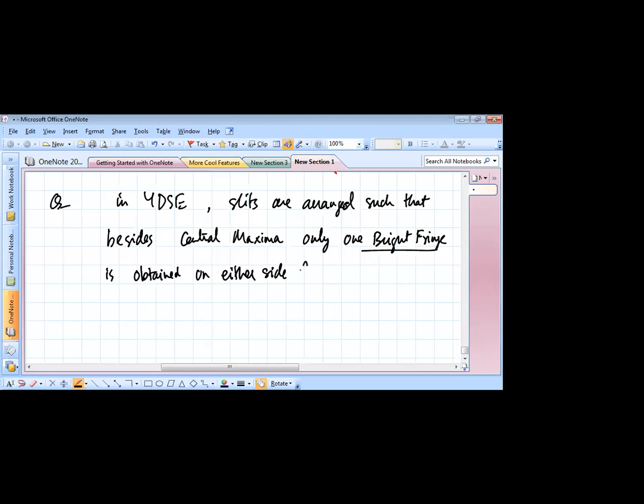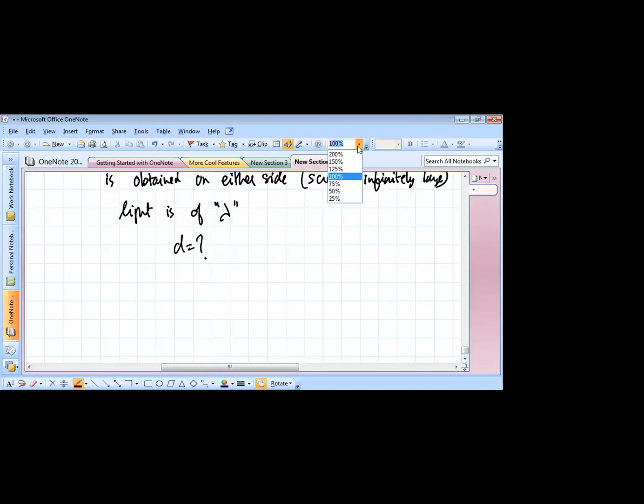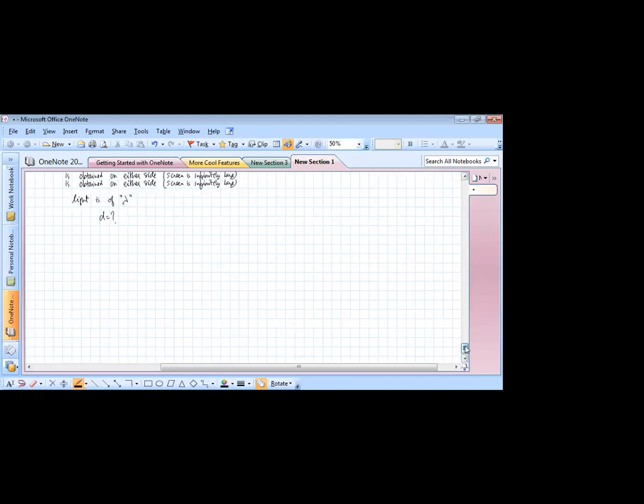The screen is infinitely large. The light is of wavelength lambda. So then what is the value of small d, the distance between the slits? Just try this out, people. Pretty straightforward question. Yeah, tell me what. It will be 2 lambda.